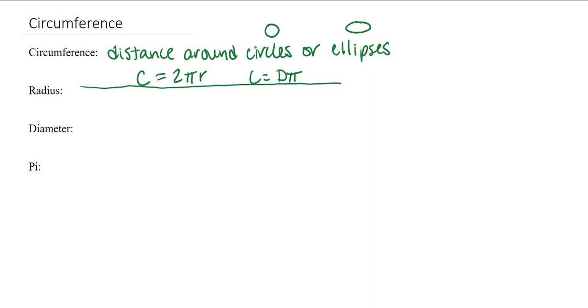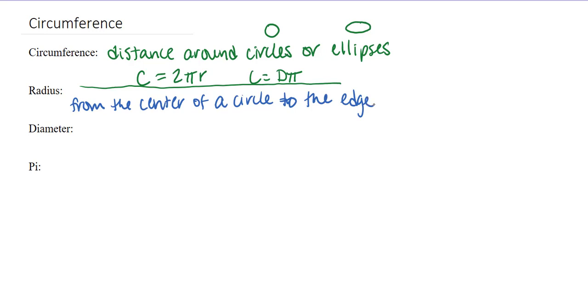Well, the radius, right? So the radius is from the center of the circle, the distance to the edge. So let's go from the center of a circle to the edge of a circle is a distance, which we call the radius. So another way to think about it is, if we have this is the center, well, that is the radius.